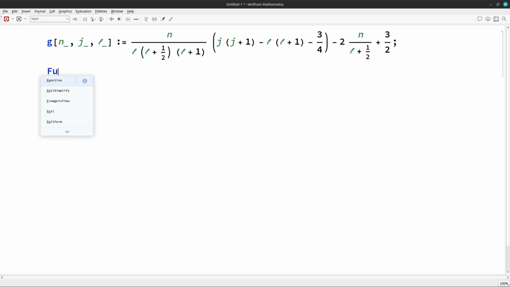This is the one I want to show you. I use FullSimplify. It actually works pretty good. One of the best things in Mathematica. This is G of n, j, l.